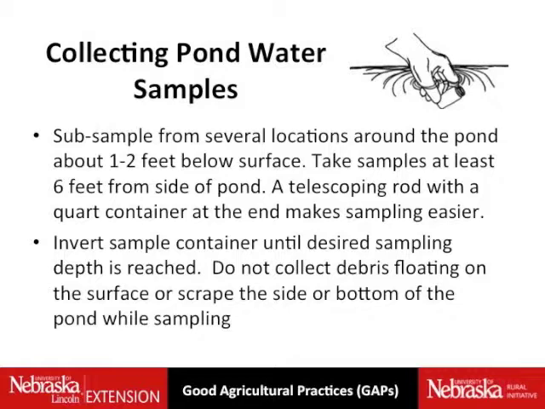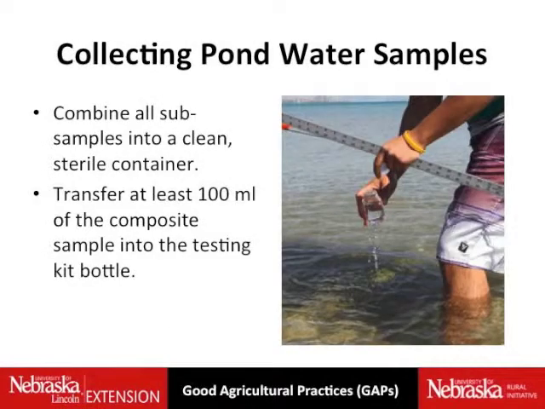When collecting a sample from a surface water body, take several samples randomly throughout the lake or stream. Choose locations at least 6 feet from the bank and 1 to 2 feet below the water's surface. Invert the sample container until the desired sampling depth is reached to avoid collecting any algae or debris. Then allow the container to fill with water and cap it. Combine all the individual samples of water into a clean, sterilized container. Then transfer at least 100 milliliters into the test kit sample bottle for submission.